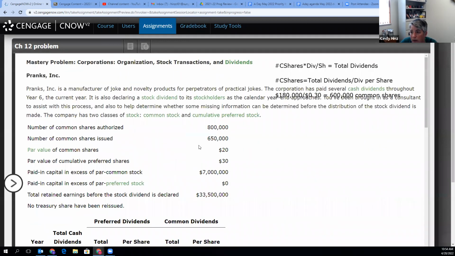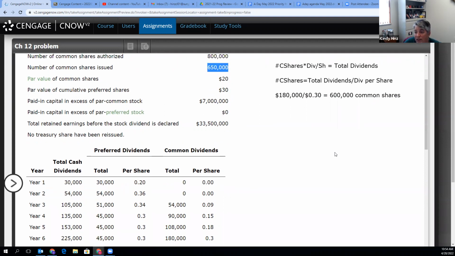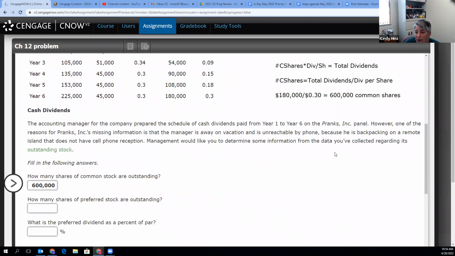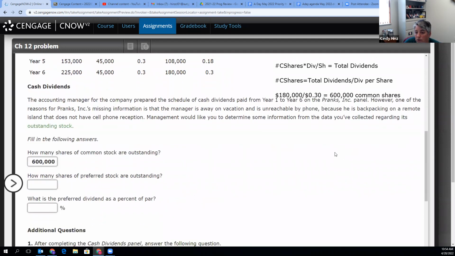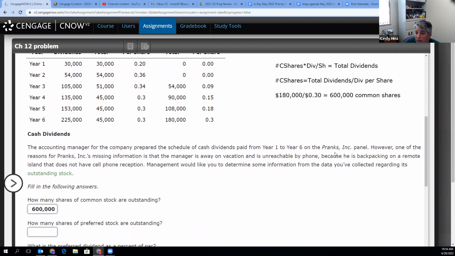So looking at what we were given here, they have issued 650,000 shares, but dividends were only paid on 600,000 shares. The reason that there would be a difference between those two numbers is because we have 50,000 shares of treasury stock. So, how many shares of preferred stock are outstanding?